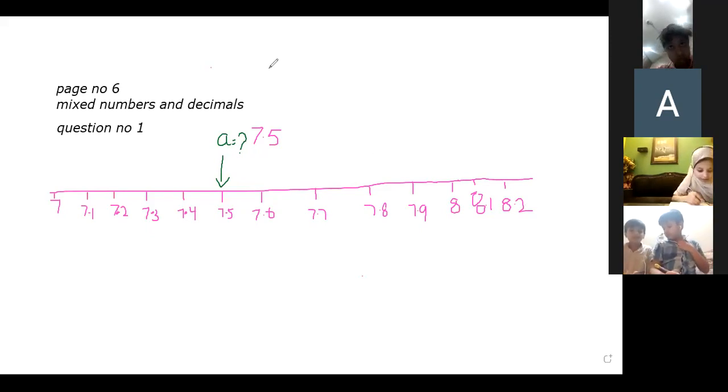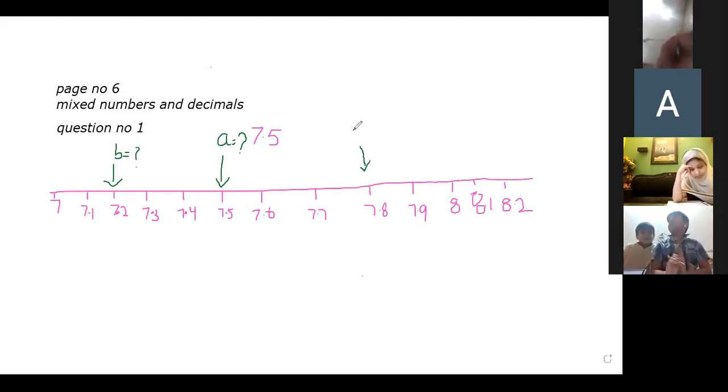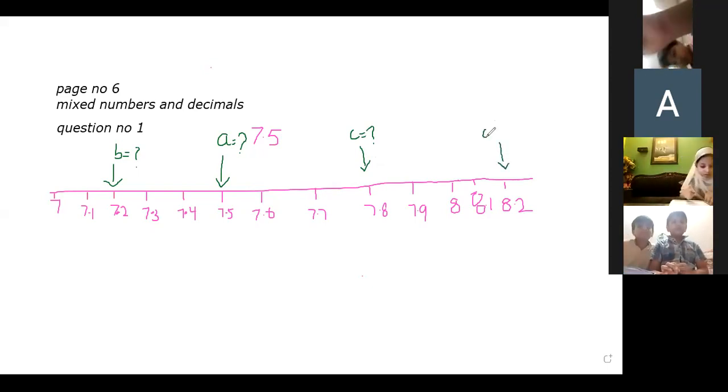Okay. So if I ask you randomly to find the value, look at the board, everyone. I'm going to change my question according to myself. If I ask you, where is B standing? Where is C standing on the number line, and where is D?